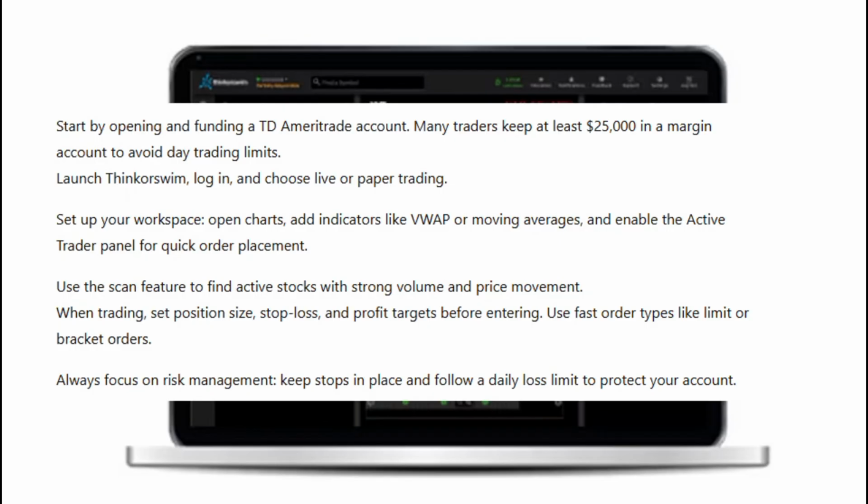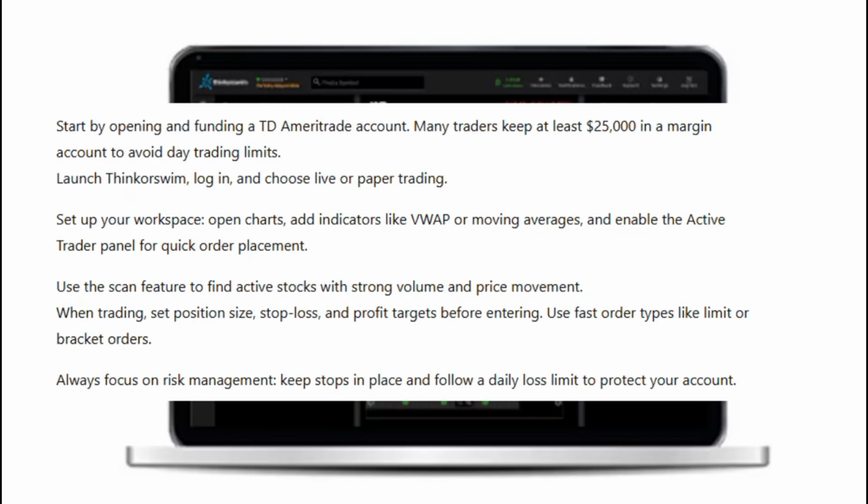Set up your workspace. For this, open charts, add indicators like VWAP or moving averages, and enable the active trader panel for quick order placement. Then use the scan feature to find active stocks with strong volume and price movements.